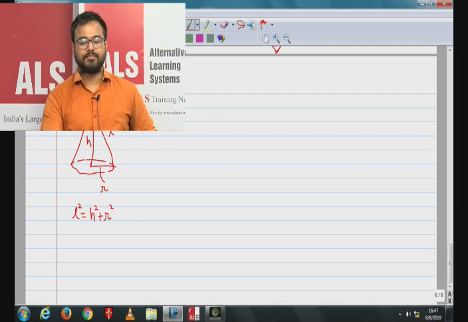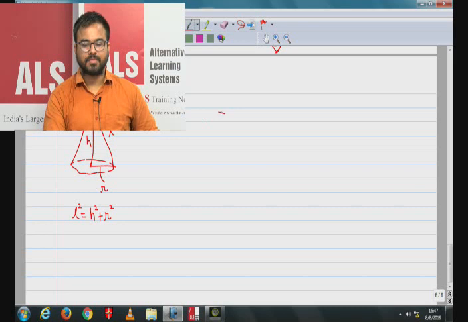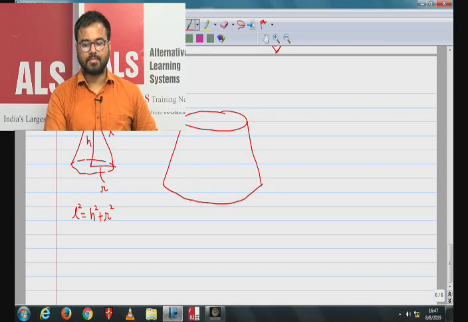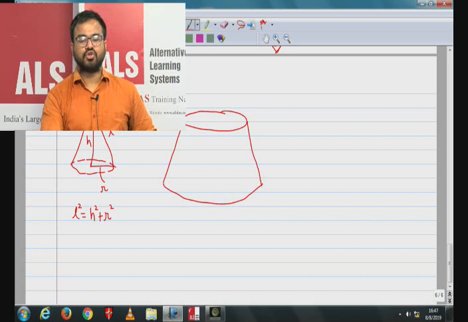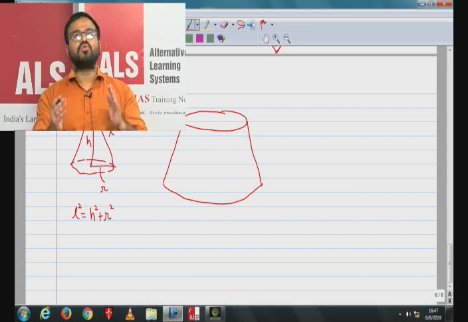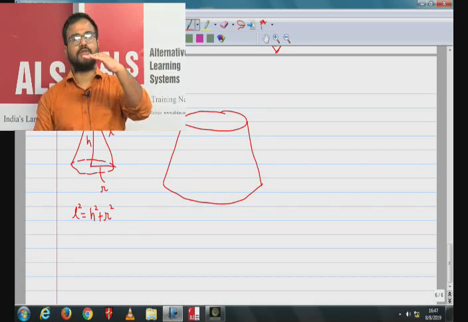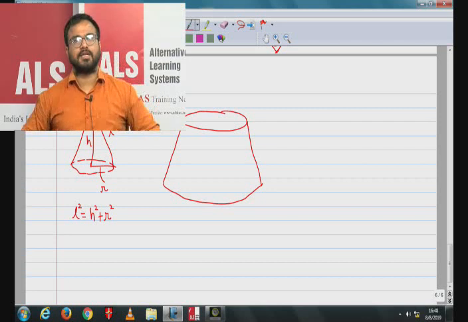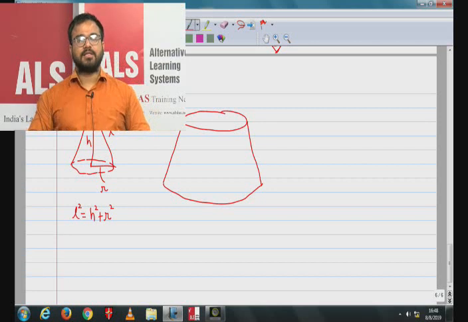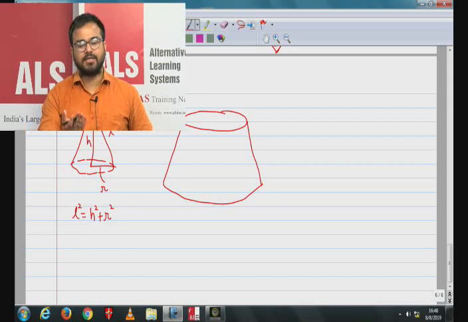Now this time, since we have the frustum, it will be like this, right? So you can see there are two faces. On the top also there is a circle, on the bottom also there is a circle, but the bottom circle is larger, or you can say the radius of the bottom circle is larger than the radius of the top circle.